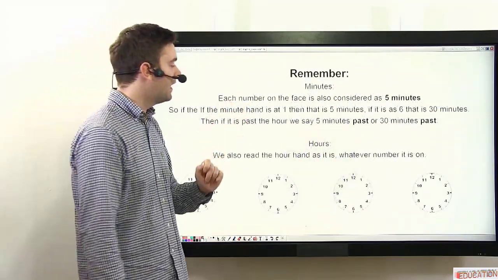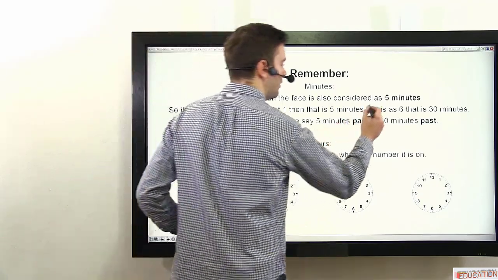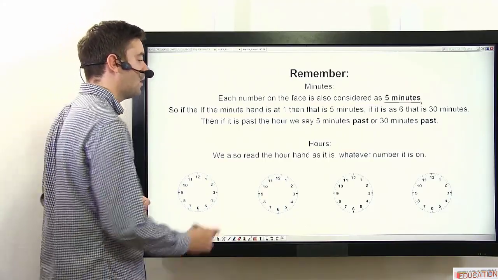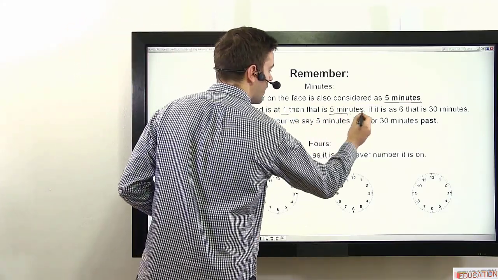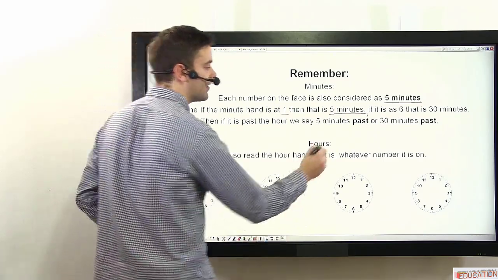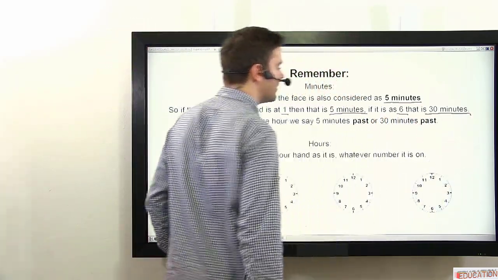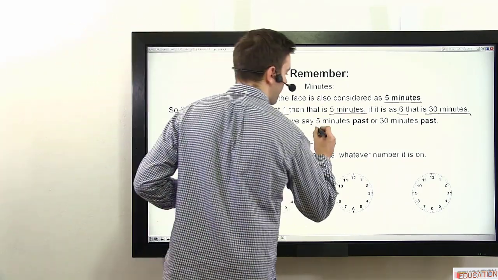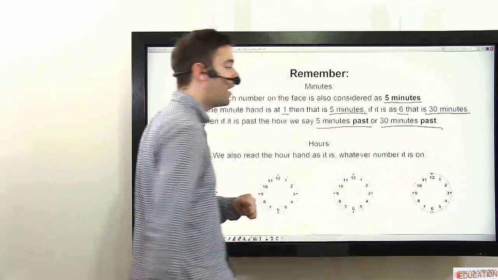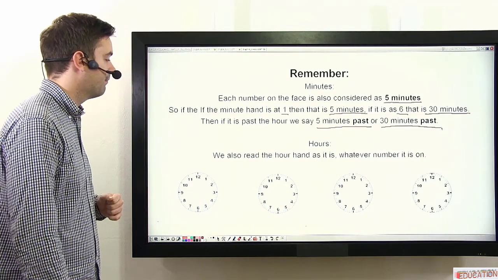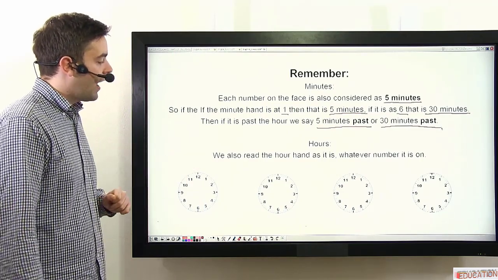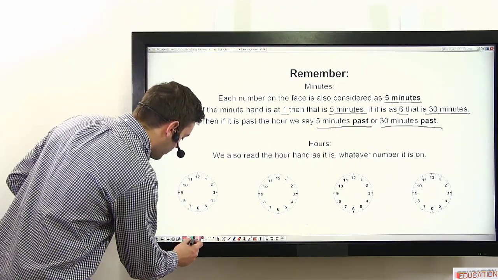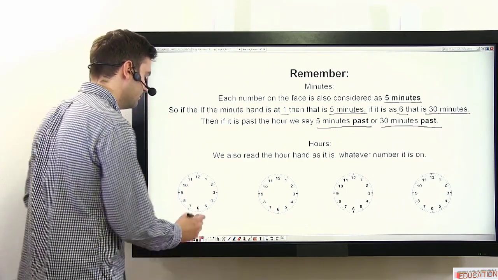Remember, with minutes, each number on the face is also considered as 5 minutes. So, if the minute hand is at 1, then that is 5 minutes. If the hand is at 6, that is 30 minutes. Then, if it is in the past, we say 5 minutes past or 30 minutes past. We also read the hour hand as it is, whatever number it is on. So let's have a look at some clocks.